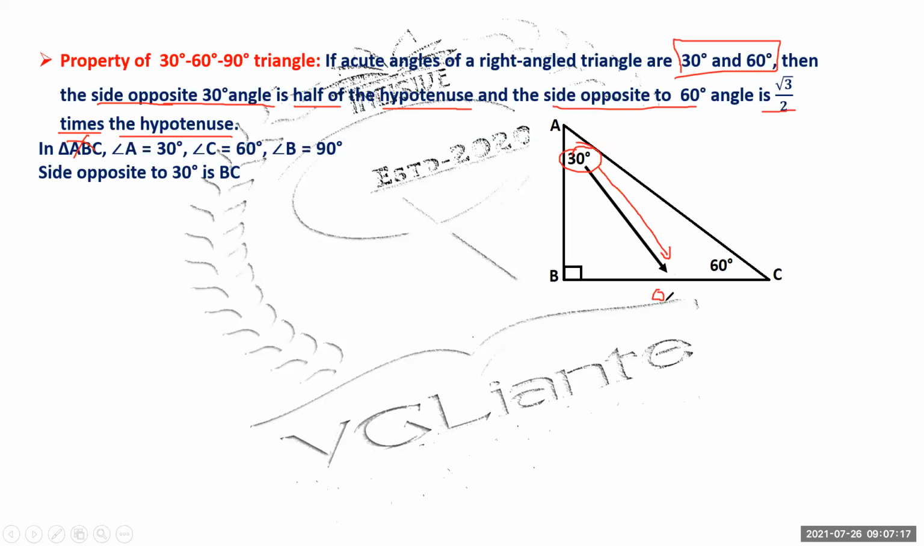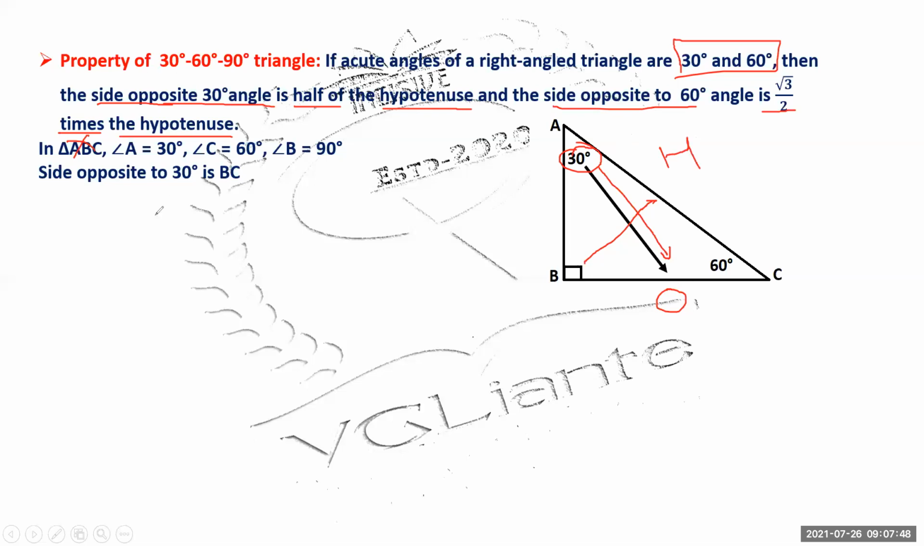That will be your what? Opposite side. Is this clear? That will be your opposite side directly. So side opposite to 30 degrees is what? Half the hypotenuse. Now how to get the hypotenuse? We draw a simple arrow from 90 degrees, the side opposite to 90. Understand? A straight arrow. So you'll come to know that this is your hypotenuse.